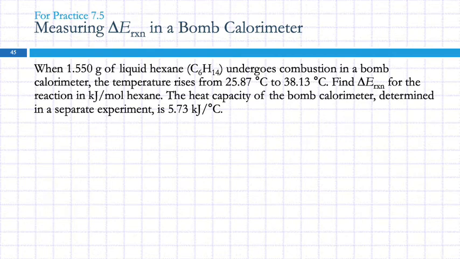So let's do an example. When 1.55 grams of liquid hexane undergoes combustion in a bomb calorimeter, the temperature rises from 25.87 degrees Celsius to 38.13 degrees Celsius. Find delta E reaction for the reaction in kilojoules per mole of hexane. The heat capacity of the bomb calorimeter, which was determined in a separate experiment, is 5.73 kilojoules per degree Celsius. Okay, we read the problem. Now we find the numbers.